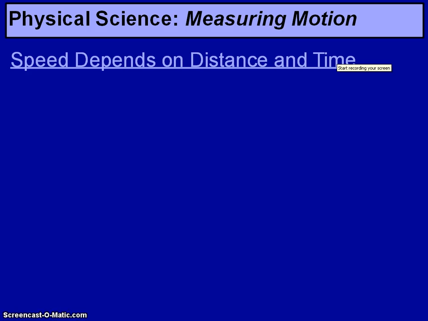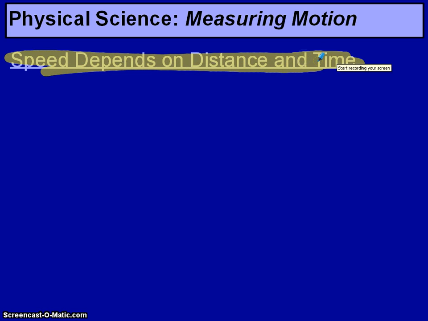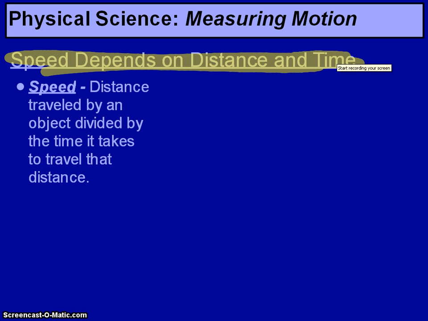Now, this time I'd like to talk about speed. Speed is going to depend upon two values, distance and time. I'll highlight this up here. So speed is always going to depend upon distance and time. Let's get a definition for speed over here. Speed is going to be the distance traveled by an object divided by the time it takes to travel that distance. So we could come up with a mathematical formula.